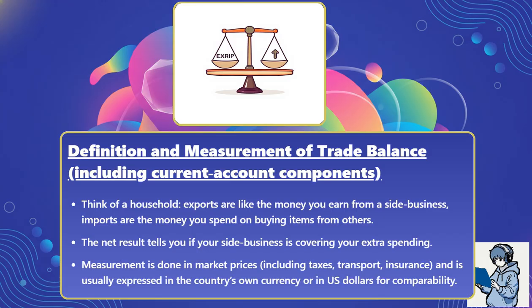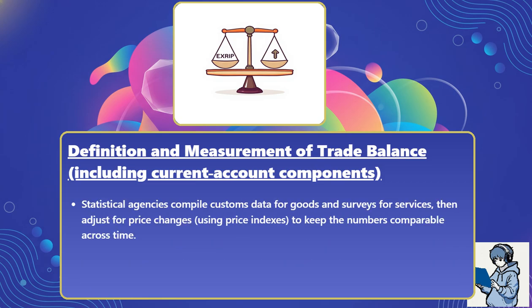Measurement is done in market prices, including taxes, transport, and insurance, and is usually expressed in the country's own currency or in US dollars for comparability. Statistical agencies compile customs data for goods and surveys for services, then adjust for price changes using price indexes to keep the numbers comparable across time.